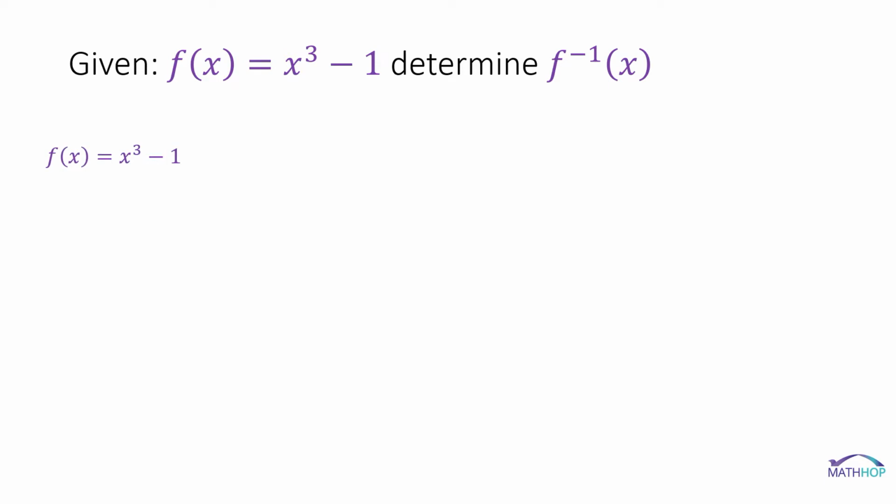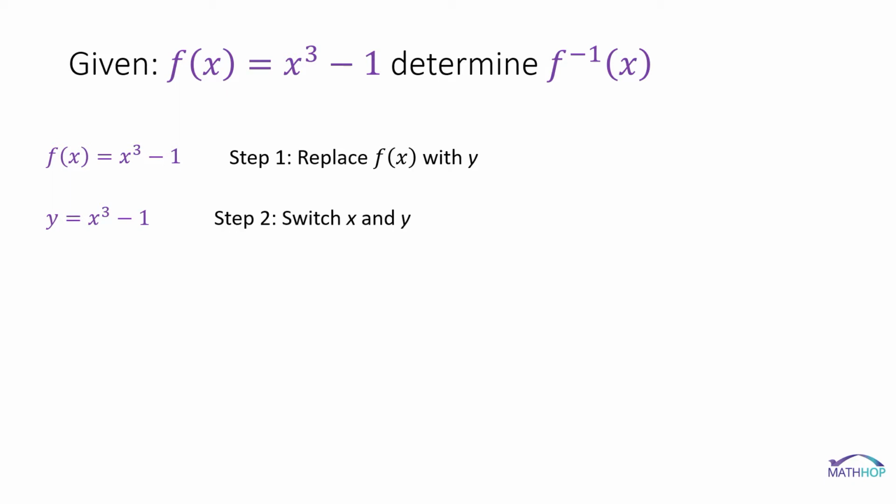F of x equals x cubed minus 1. Our first step is the easiest. Replace f of x with y. Done. Y equals x cubed minus 1. Remember, I can't solve anything yet. I have to switch x and y.